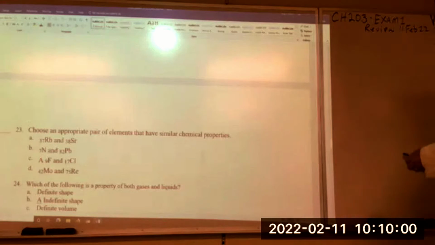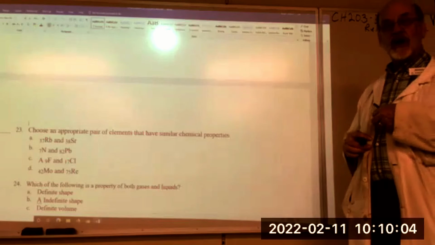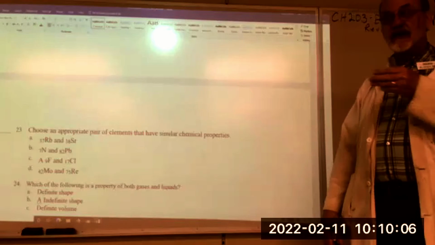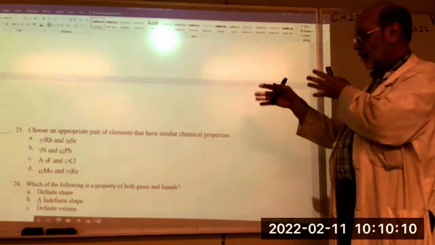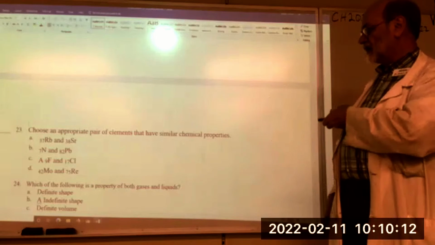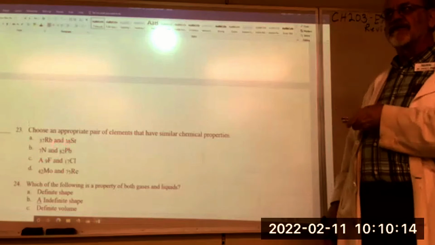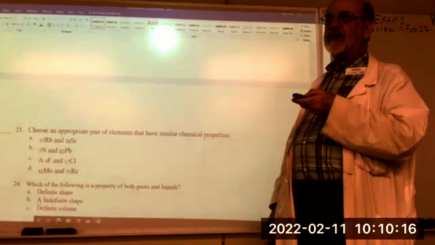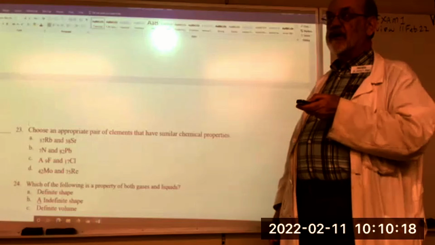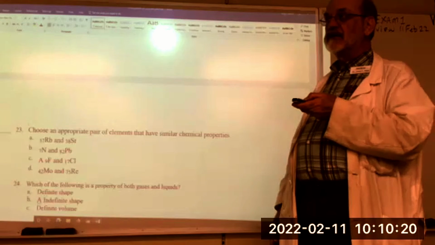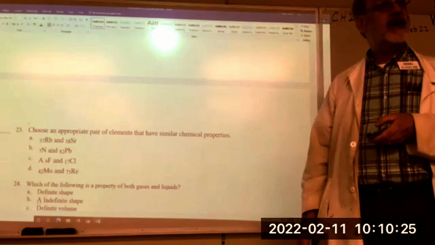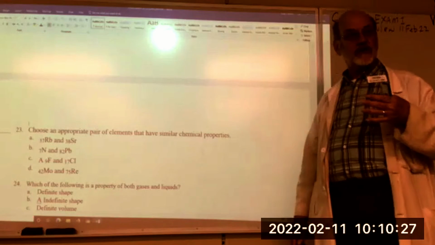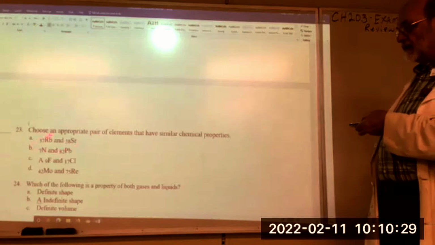Choose an appropriate pair of elements that have similar chemical properties. Right? This requires you to use your periodic table and look in the groups and see which ones of these are from the same group. Let's see, rubidium and strontium. Got to be able to find them. Rubidium is an alkali metal. Strontium is an alkaline earth. Right? They're neighbors. They're not the same family. So they won't have the same characteristics. So it's not this one.